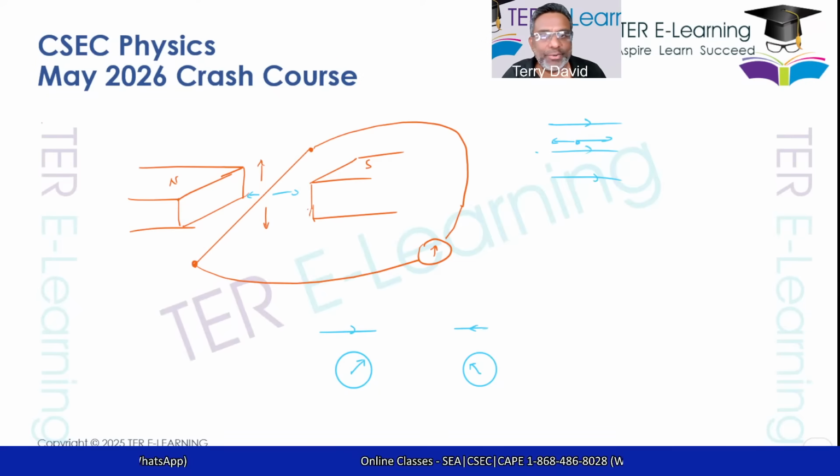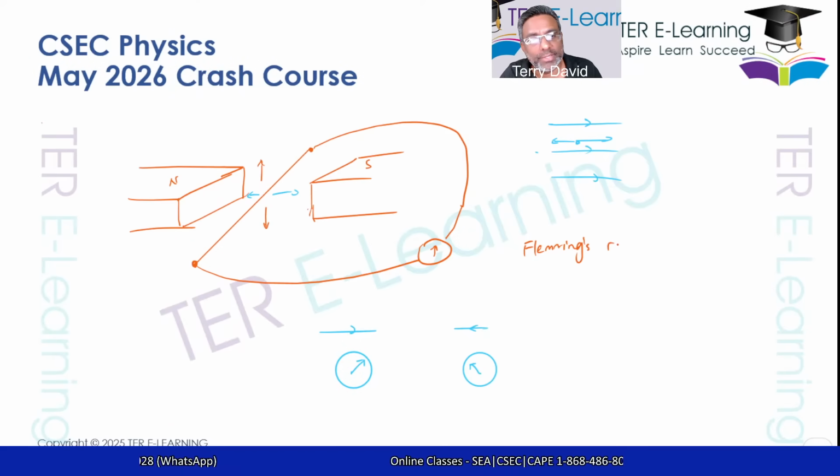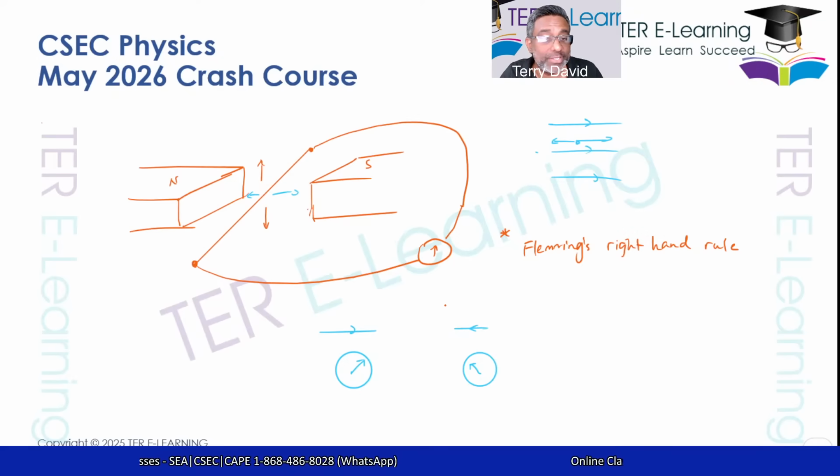Right, so some people are saying right hand, some people are saying left hand. Here's the thing: when it comes to electromagnetic induction, it is Fleming's right hand rule. That's what it's called, and this applies to electromagnetic induction. So for example, let's draw a diagram here.